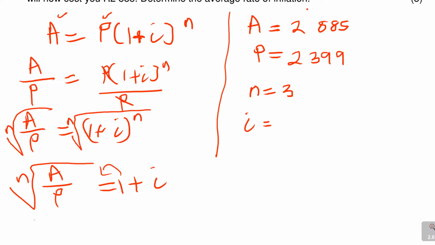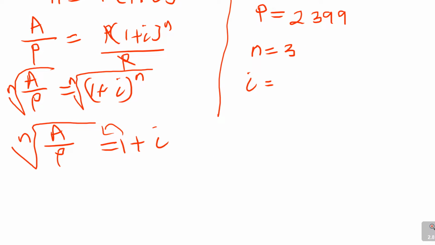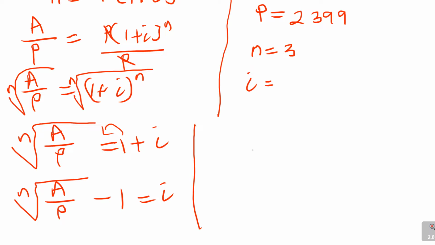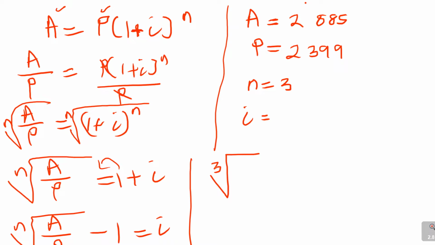Then take 1 to the other side. So you've got it now. What is this? It's the nth root of A over P, but this one is outside. Minus 1 is equal to I. You see? Now let's substitute. What is n? It was 3. Then you substitute the actual value of A. I think I have it there. It's 2,885 over 2399, and then minus 1 is equal to I.